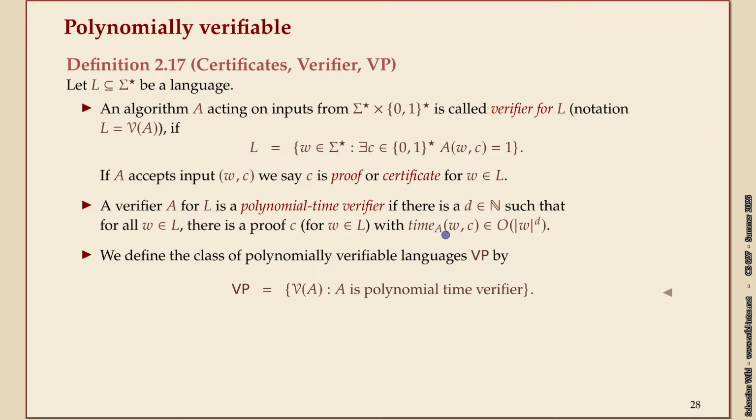Which also means that the certificate had better not be too long. Otherwise, no algorithm has the time to even read it. So that naturally bounds, without explicitly mentioning it, the certificate cannot be substantially longer than the input string. Otherwise, it wouldn't be a useful one. Proofs need to be readable.